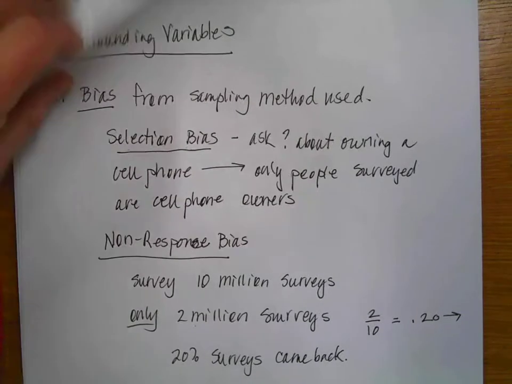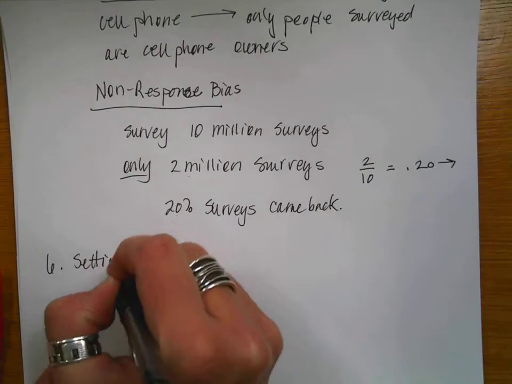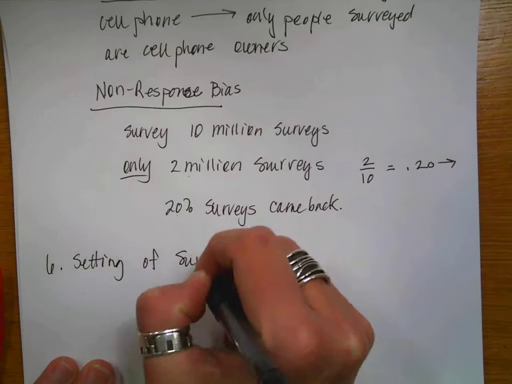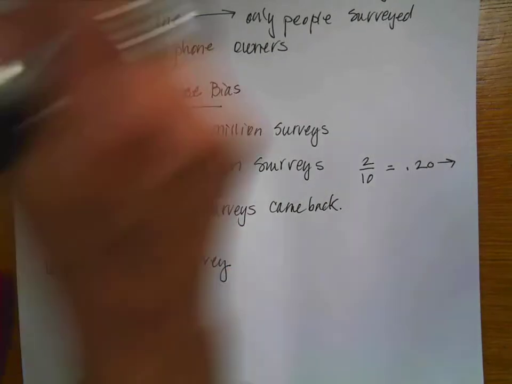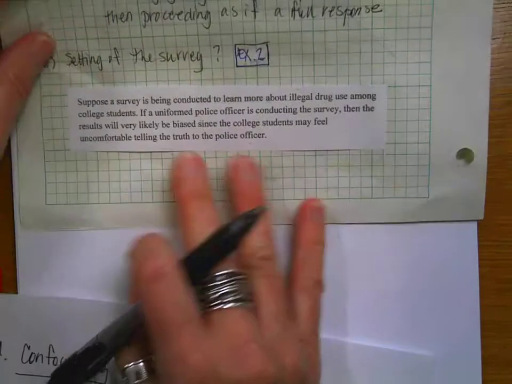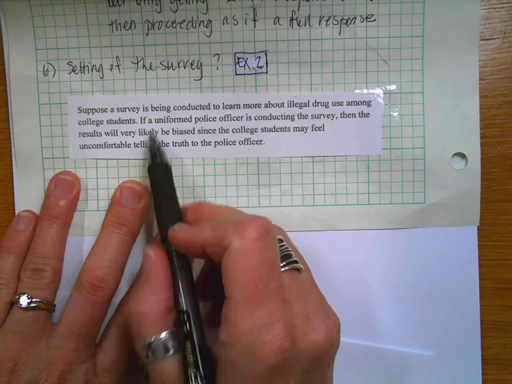The next one, number 6, let me move my paper up, is going to be called the setting of the survey. And this one cracked me up when I read it. So I'm going to bring in my notes again so we can see that one, okay? And so we're going to be looking at the setting.